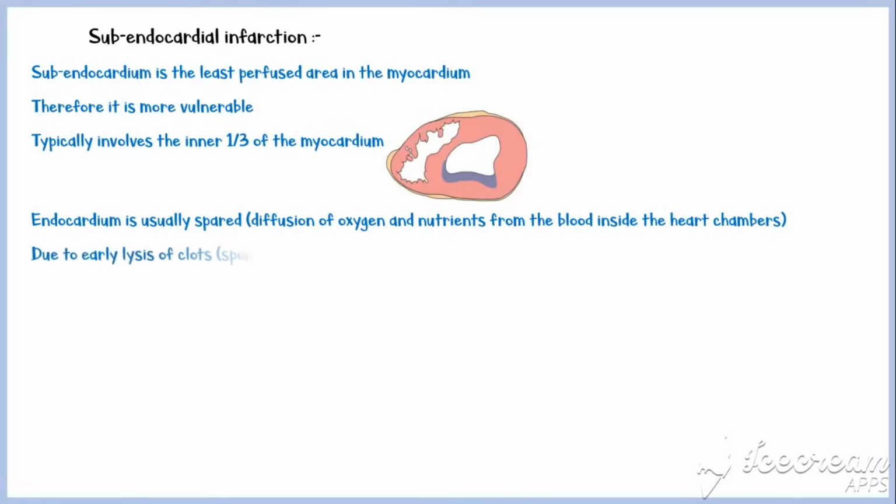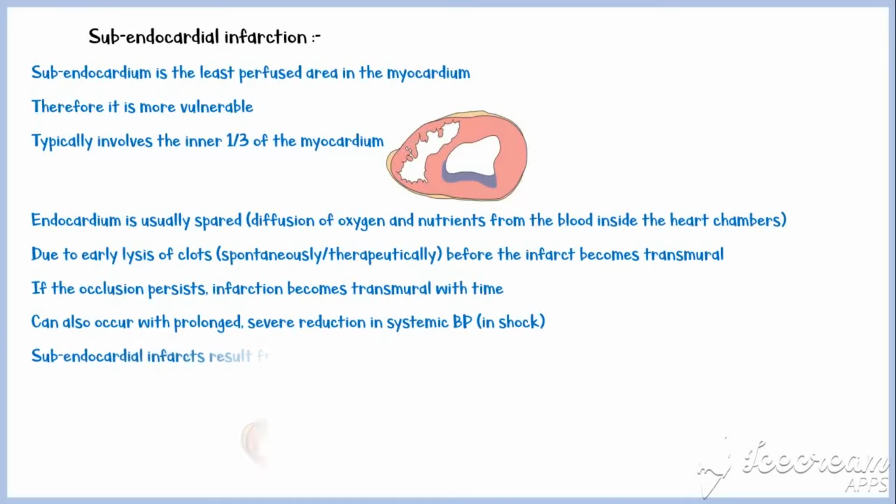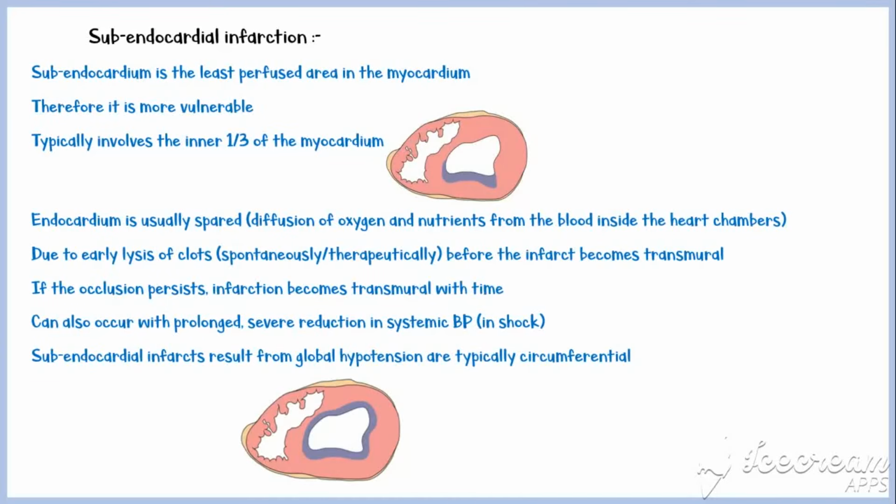Infarction limits to the subendocardium due to the early lysis of clots either spontaneously or therapeutically before the infarction becomes transmural. If the occlusion persists, the infarction becomes transmural with time. They can also occur with prolonged severe reductions in systemic blood pressure, such as in shock. In contrast to atherosclerosis-induced subendocardial infarctions, infarctions that result from global hypotension are typically circumferential.